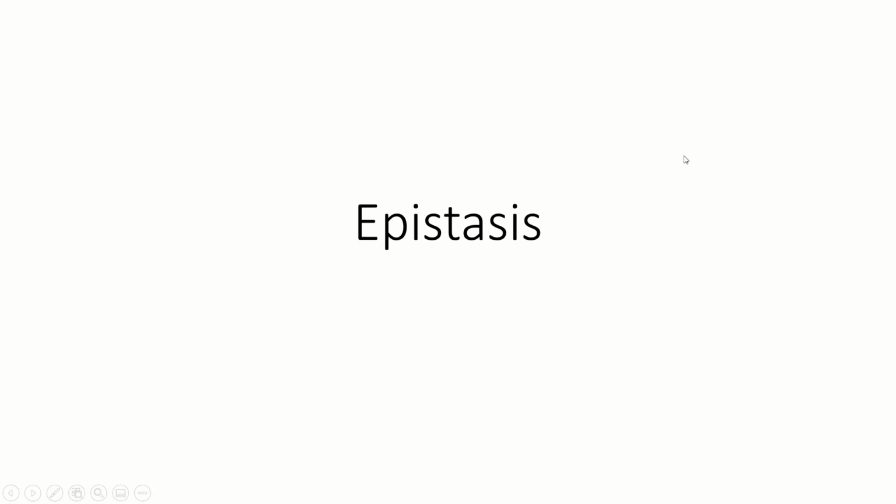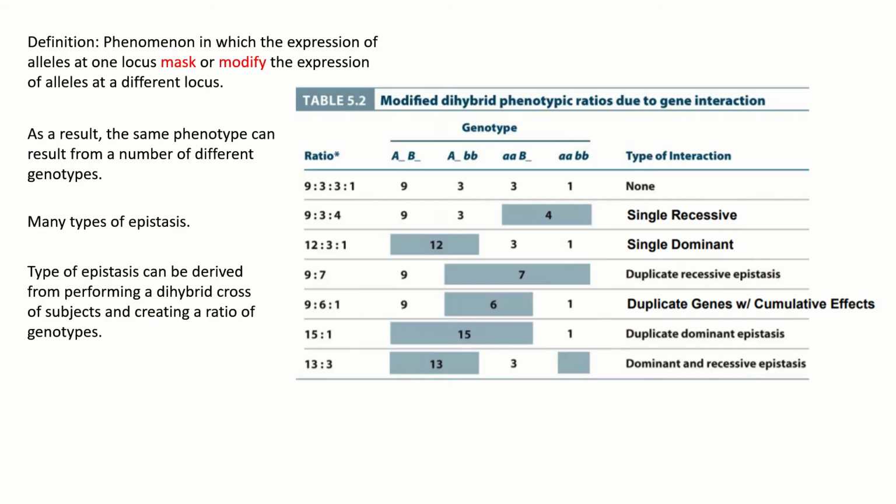Hi, my name is Leo, and today we're going to be looking at epistasis. To talk about what this means, it is essentially a phenomenon in which the expression of alleles on one loci will be able to mask the expression of alleles at a different loci. As a result of this, the same phenotype can result from different genotypes.